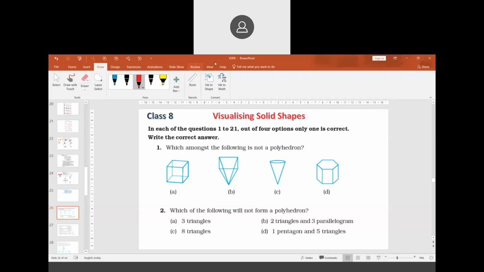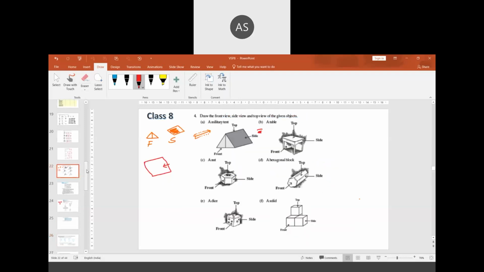Yes, sir. Any doubt? Sir, let's revise one more time factorization, sir. Yes, sir. Definitely. Factorization I will take. And linear equations in one variable, sir. Yes, sir, that also.